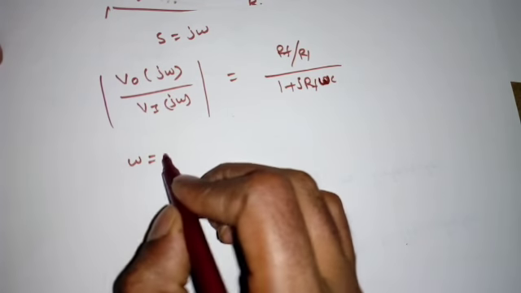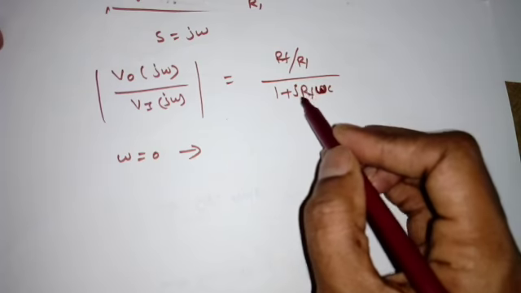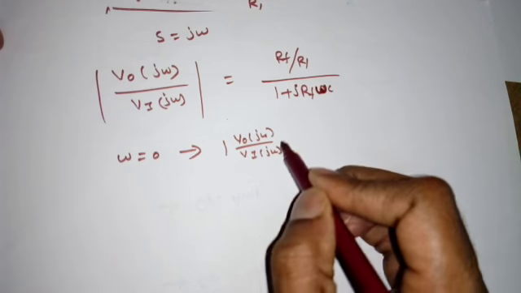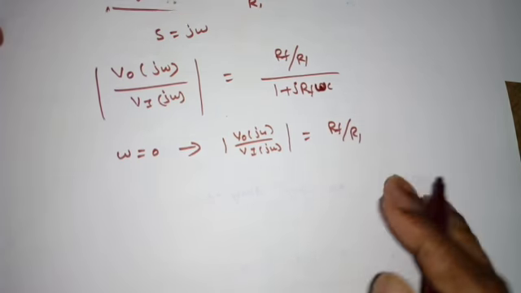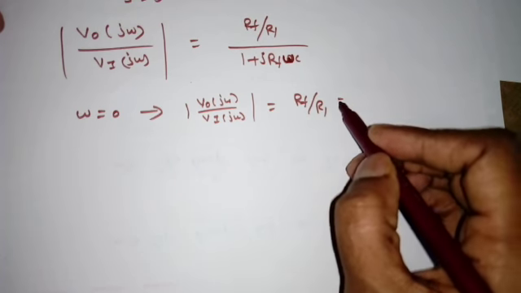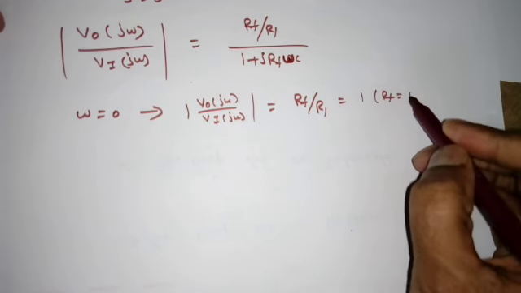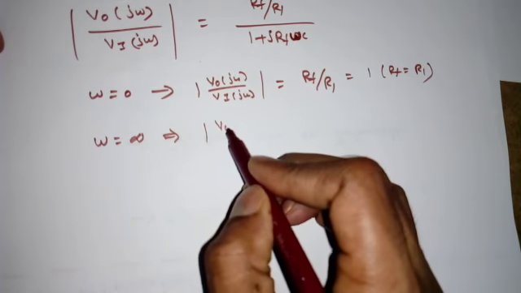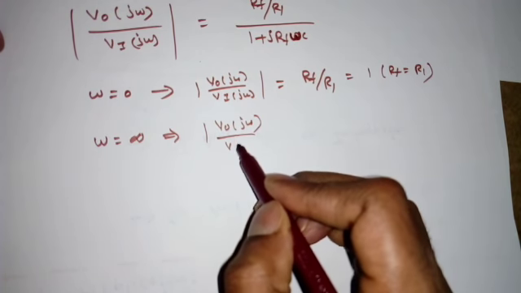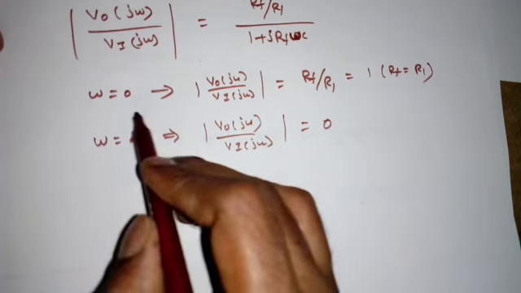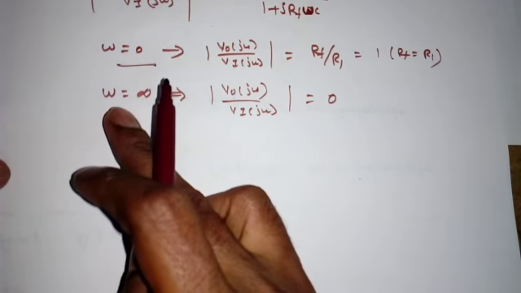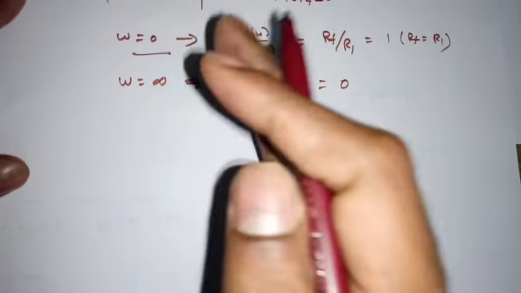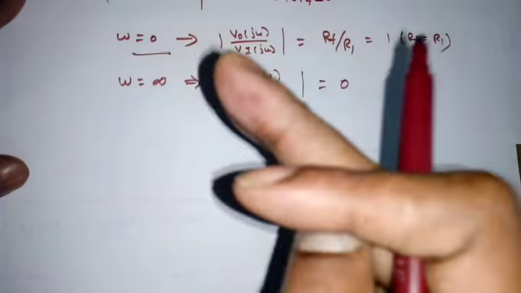Now at omega equal to 0, what will happen? 1 plus 0. So the magnitude V naught of J omega by Vi of J omega is equal to RF by R1. When we take RF equal to R1, we will get 1. Next, if I substitute omega equal to infinity, what will the magnitude become? 1 by infinity means we'll get 0. So what does this mean? The output voltage is a finite value, but for high frequencies the output is 0. So that means it is allowing low frequency signals and rejecting high frequency signals.